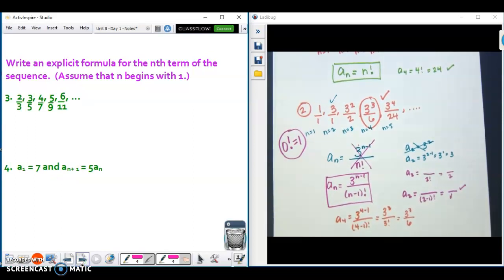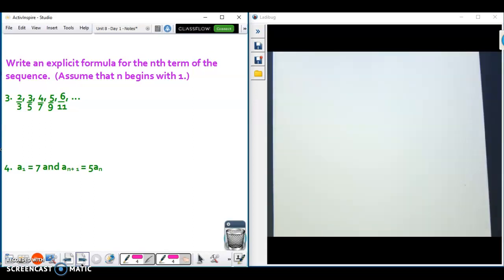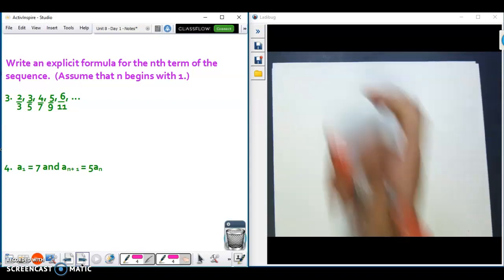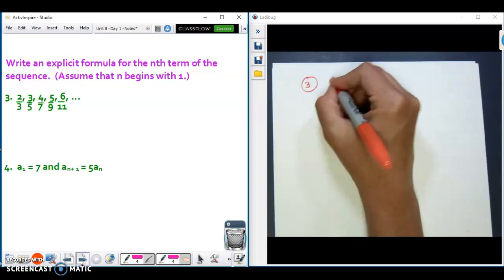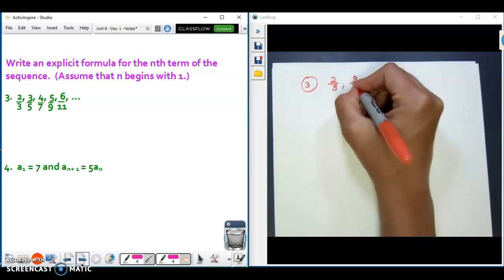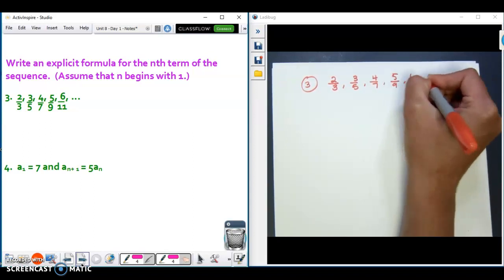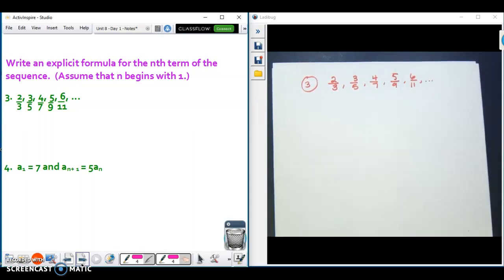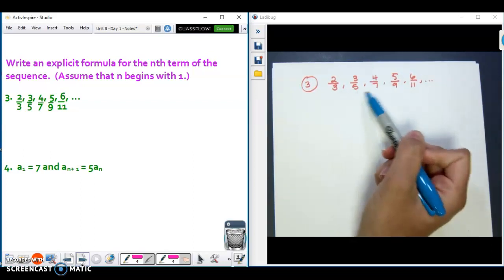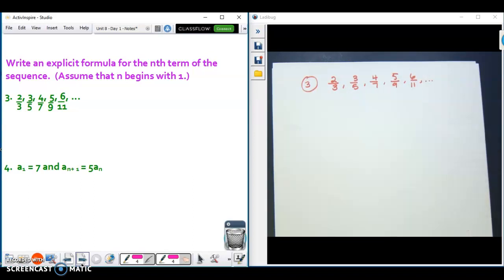Alright, so we've got 2 more examples like this. So we're trying to write an explicit formula. So you do have fractions here, 2/3, 3/5, 4/7, 5/9, 6/11. And they're all fractions already, so you don't have to worry about changing them yourself. If you try to go from 2/3 to 3/5, 3/5 to 4/7, you can't add anything to get there. You can't subtract anything to get there. So we're just going to look at the numerator, and then we are just going to look at the denominator.